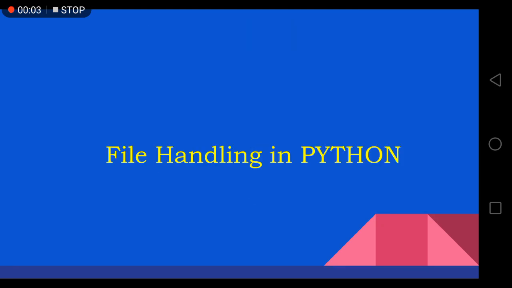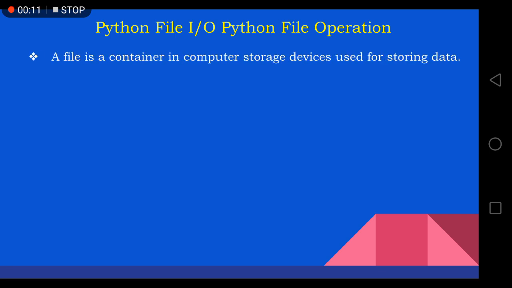Hello everyone, in this video we are going to see about file handling in Python. We know that a file is a collection of data. The data may be of different types. In Python we have two types of files, binary file and text file. Let us see a definition.